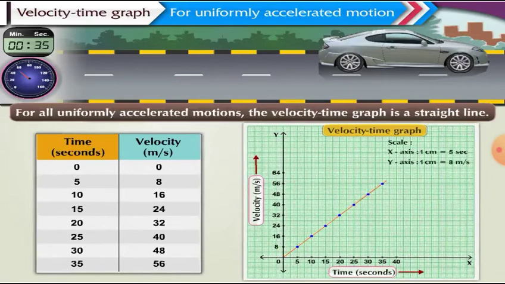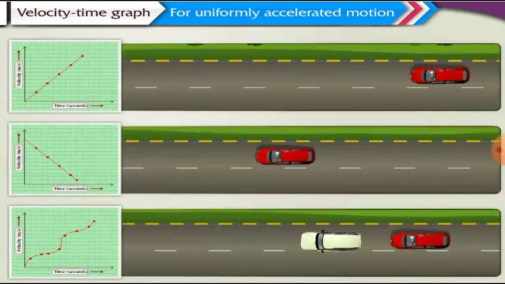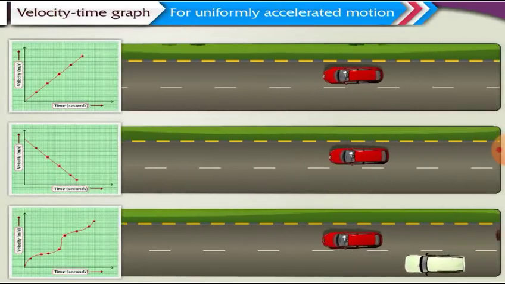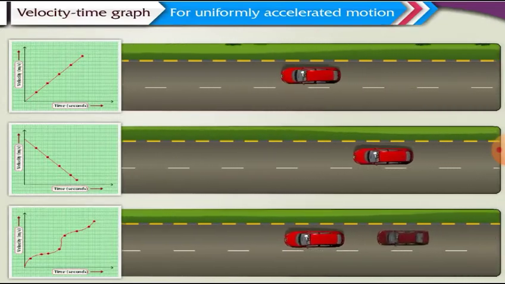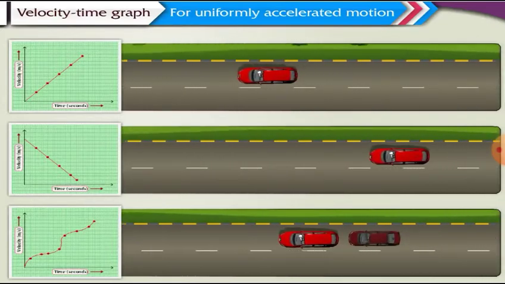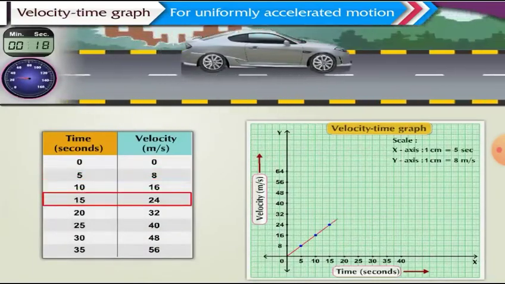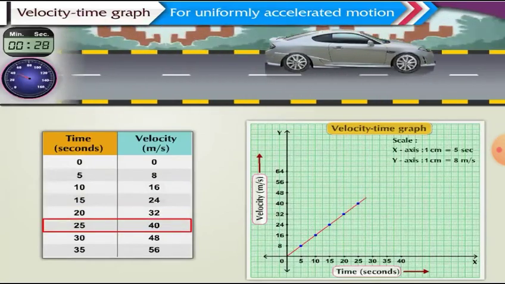For all uniformly accelerated motions, the velocity time graph is a straight line, while for non-uniformly accelerated motions, the velocity time graph may have any shape depending on how the acceleration changes with time. Now let us understand how to determine the distance covered in the given time interval.